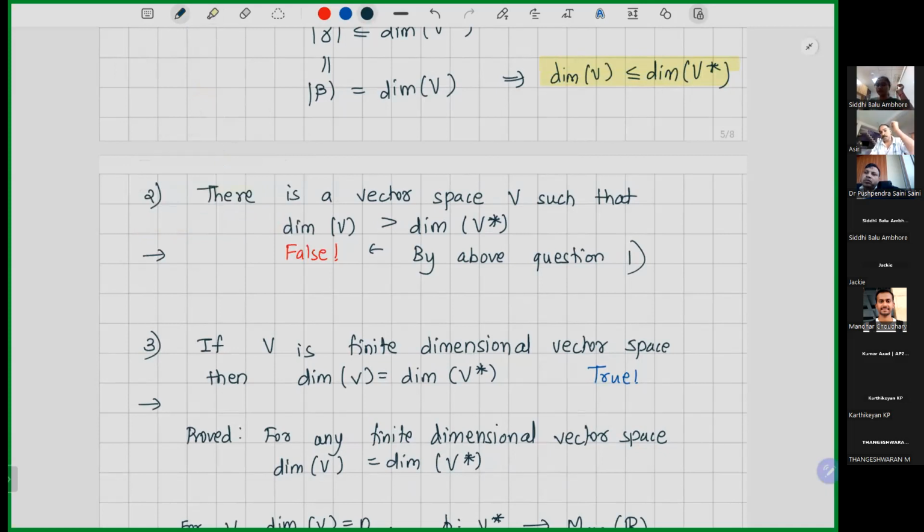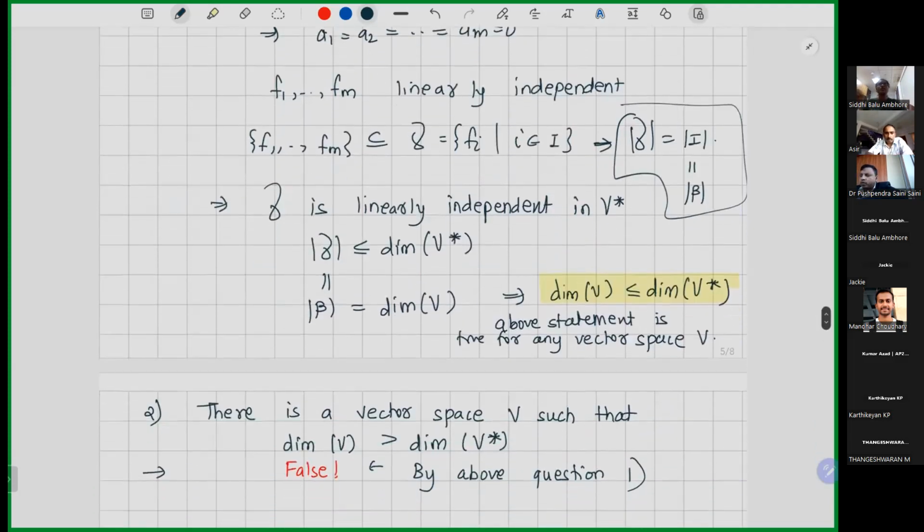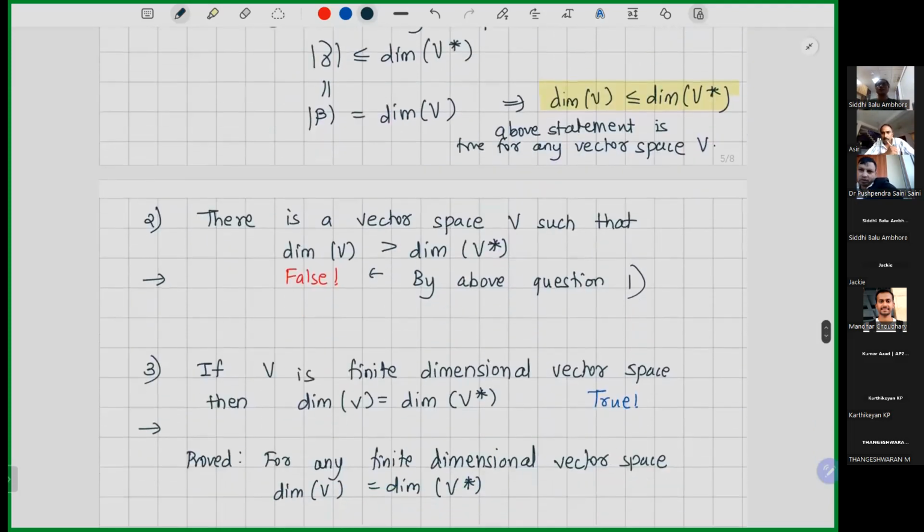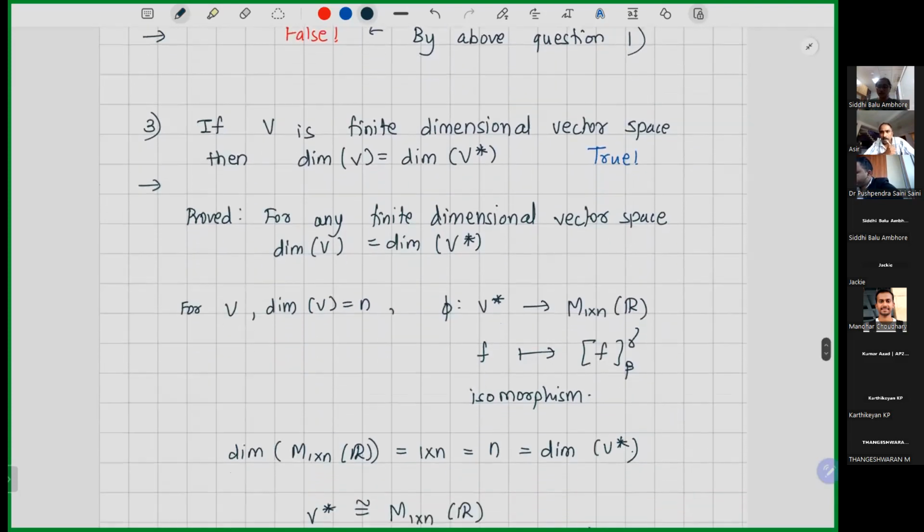Okay, thank you. Yes. And let me write this also: the above statement is true for any vector space V. So there does not exist any vector space such that the other way would happen, because we already proved that the dimension of V is always less than or equal to the dimension of V star. So this second case will never happen. The second question is not exactly the negation of the first one, but a contrapositive kind of statement.